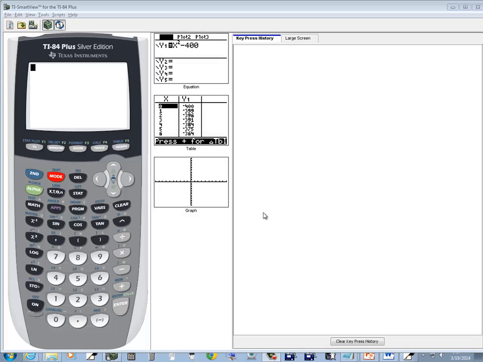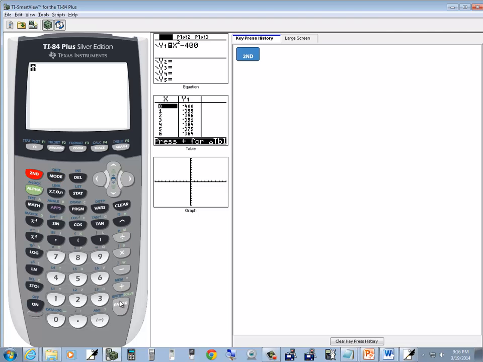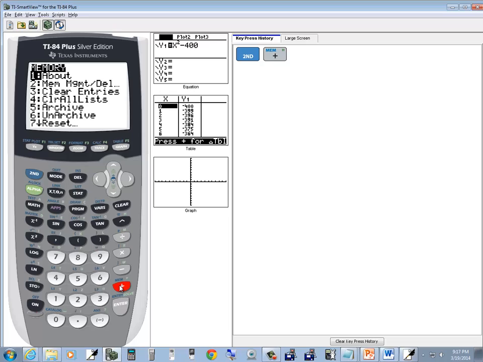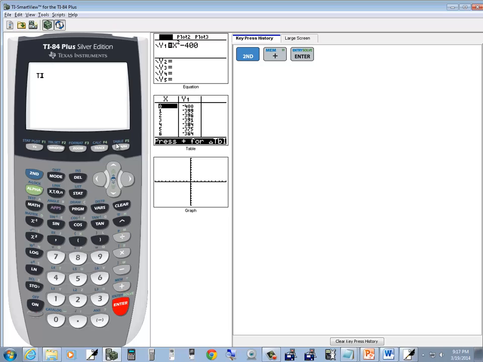Let's take a look at the TI-84 Plus Silver Edition. Now you may have a math print version of this. How you can tell is you do second and then plus to access memory and do About. And see how mine says MP? That means it's math print. So there's two different silver editions, TI-84 Plus Silver Editions.